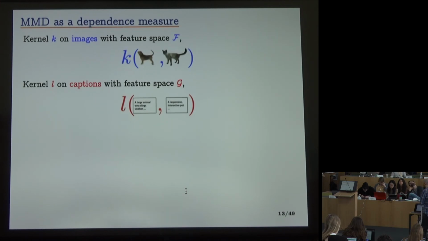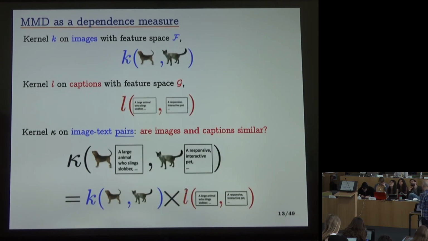So, what's an option? Let's say that I have a really good kernel on cats and dogs, and I have a really good kernel on text, like a substring kernel. One way of getting a kernel on image caption pairs is just to take the product. Remember the product kernel is a valid kernel. And from the lecture on Wednesday, the product kernel is like an AND operation. So if the images are similar and the captions are similar, then the kernel is large. If either is small, then the kernel is small. Let's say that I use that, okay?